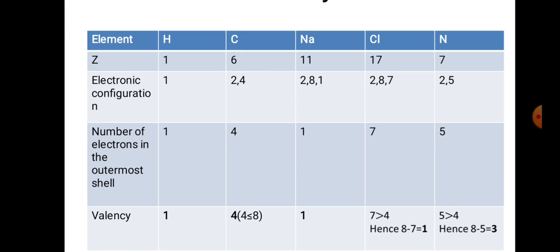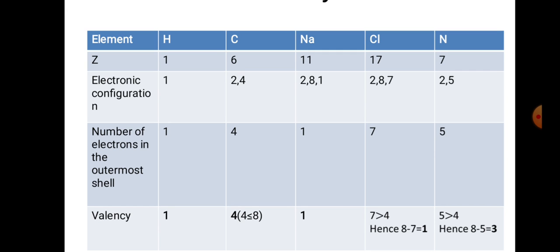Hydrogen has atomic number 1. Z indicates atomic number. Electronic configuration of hydrogen atom is 1, and number of electron present in the outermost shell is 1, and therefore valency of hydrogen is 1. Carbon we discussed just now. Carbon has valence electrons 4, and that is the valency of carbon. 4 is the valency of carbon.